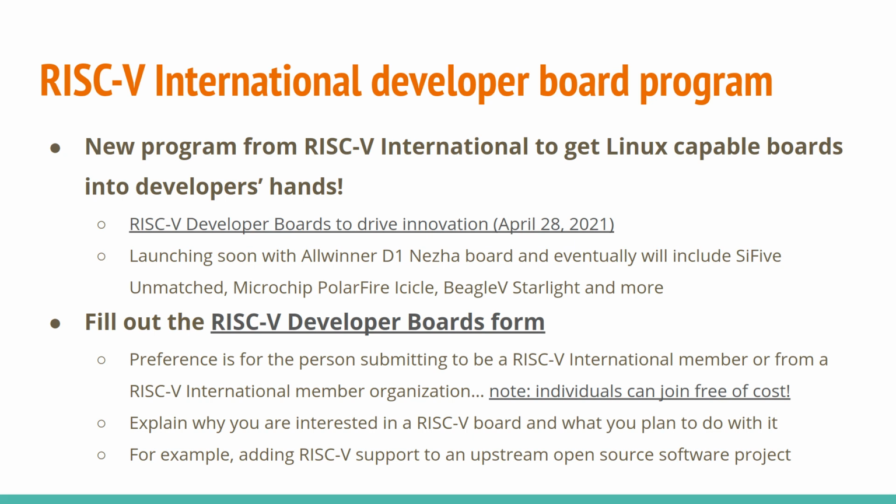So one thing to remember is that individuals can actually join free of cost. So if you go to riscv.org, you can actually sign up free of cost as an individual. And when you fill out this form, you need to explain what project you're wanting to work on and why you're interested in RISC-V. So for example, it might be that you want to add RISC-V support to a certain upstream open source project.